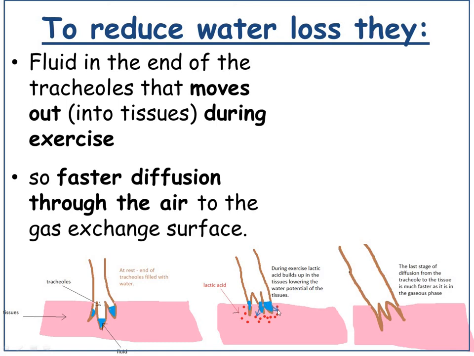So the water moves into the tissue because the water potential is lowered in the muscle tissue due to the lactic acid, which means that when they're active, the ends of the tracheoles are now full of air. And diffusion is faster in air than it is in water. So it means that diffusion is a lot faster to get right into the muscle tissues. And that's very important during active flight because they need the diffusion to be fast.